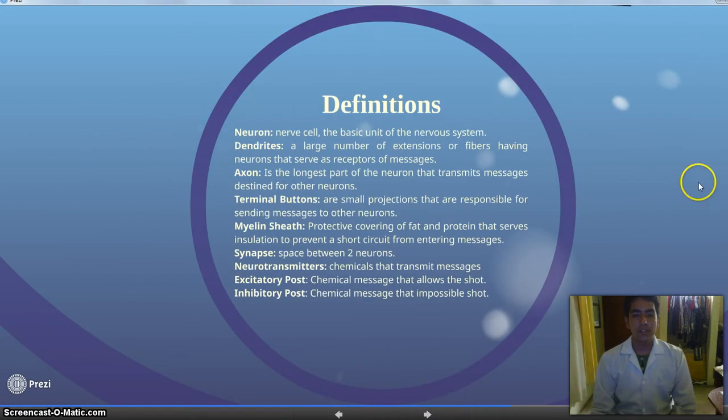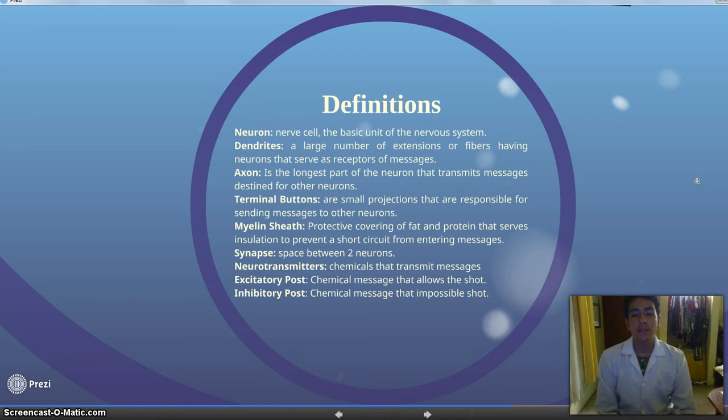Now the definitions. Neuron: the nerve cell, the basic unit of the nervous system. Dendrites: a large number of extensions or fibers on neurons that serve as receptors of messages. Axon: the longest part of the neuron that transmits messages destined for other neurons. Terminal buttons: small projections that are responsible for sending messages to other neurons. Myelin sheath: protective covering of fat and protein that serves as insulation to prevent a short circuit from entering the message.